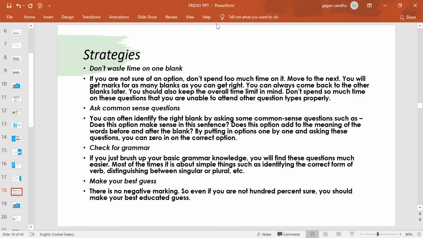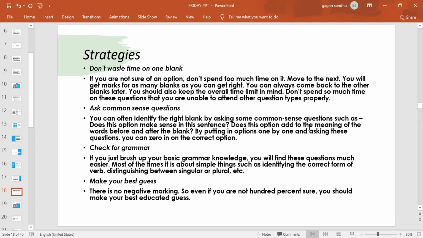So I have picked the second option, I'll read the sentence, okay, this is imparting the right sense, right? Does this option add to the meaning of the words before and after the blank? This is also one thing I can check with my selected answer. If it's adding up to the meaning of whatever the words before and after the blank are saying, then it is right.